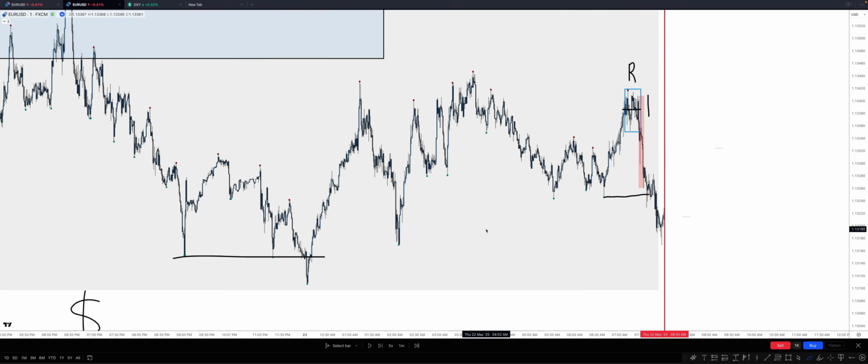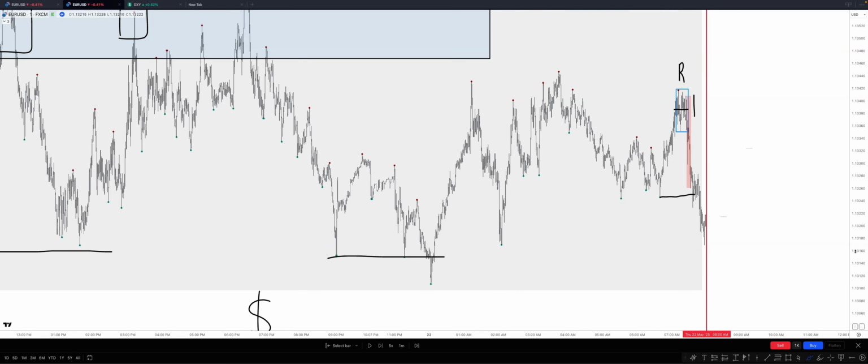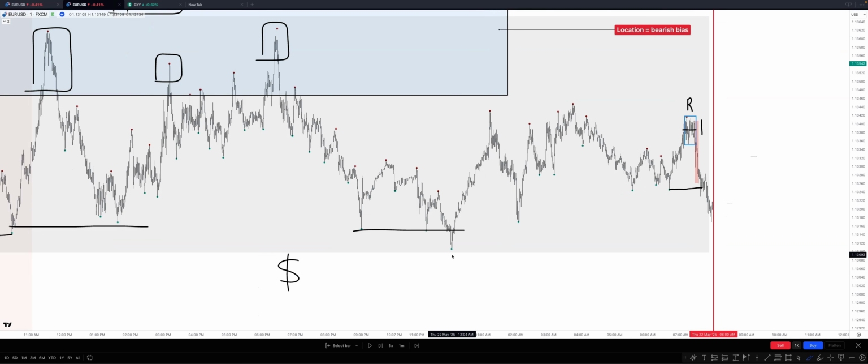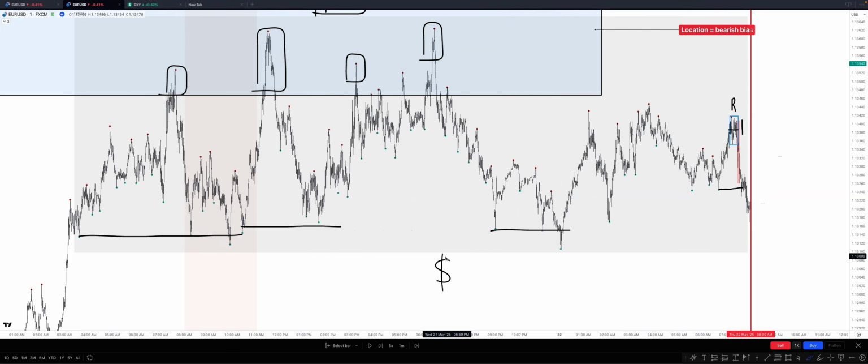So if we zoom out of the market here, we can identify where we saw that swing low to be created, the low of the range. And if we zoom out here, we can easily see that there is a low here that has been created. There's a low here that has been created.